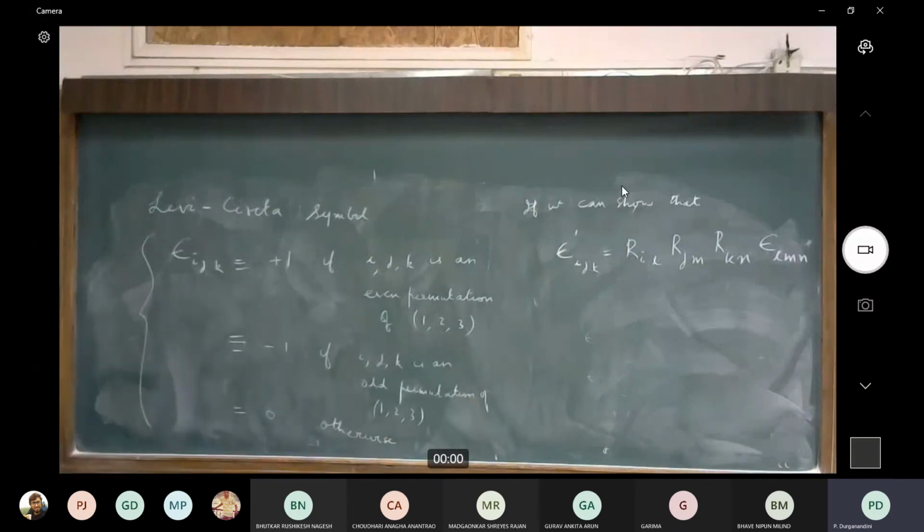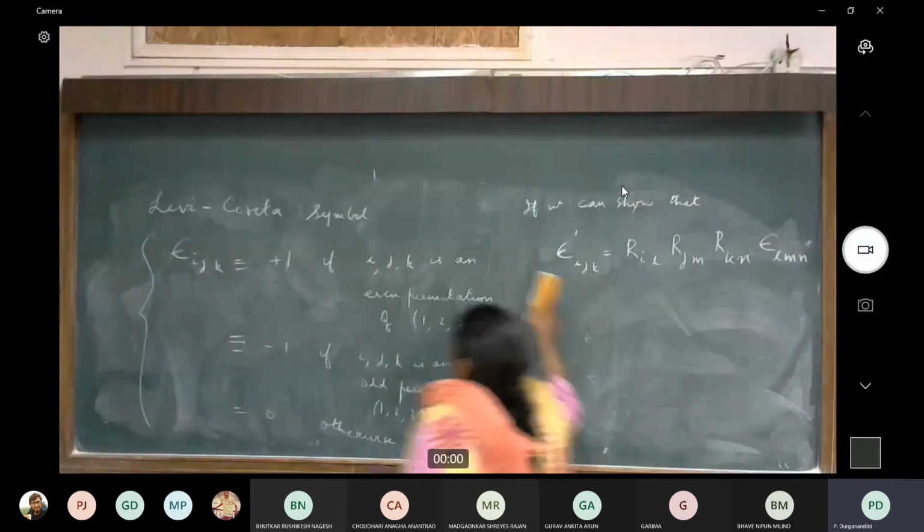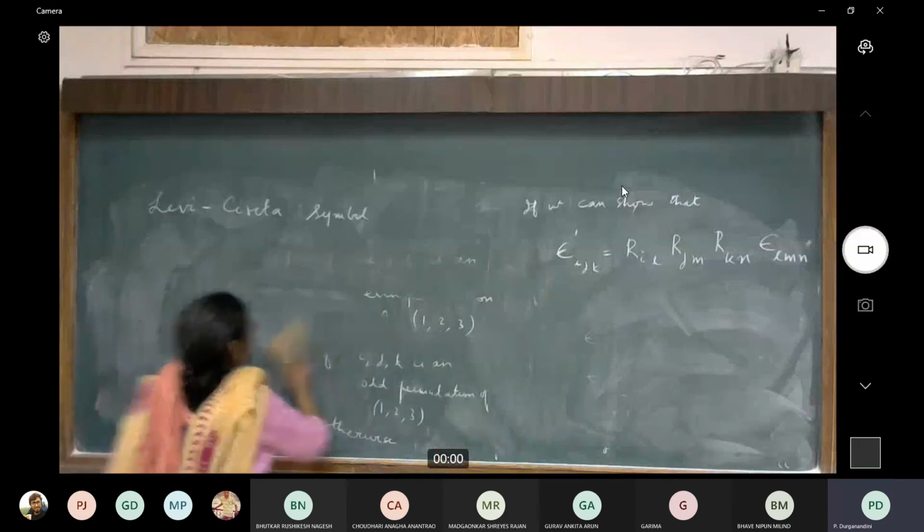Now, before I go there, if I want to demonstrate this, I'll give you a little bit of something which you already know. This epsilon is something which you probably have encountered earlier, and it's not something which is completely new. Maybe I will just show you some identities. It is useful.